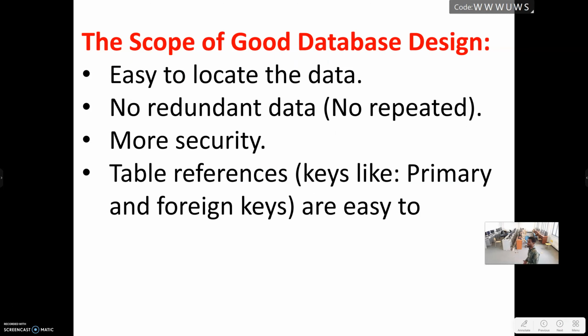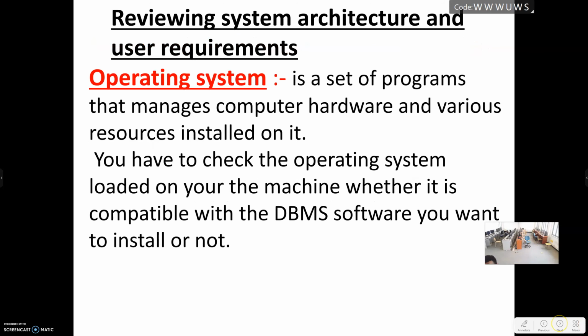The scope of good database design is that it is easy to locate the data; the users or the clients can easily locate the data in the database design. The second one, no redundant data, or no repeated data within the tables of the database. Redundancy or any repetition of data can be removed within the scope of the database. More secure: various types of security systems can be applied to our database system. It uses table references and keys like primary keys and foreign keys. It is easy to develop good database scopes.